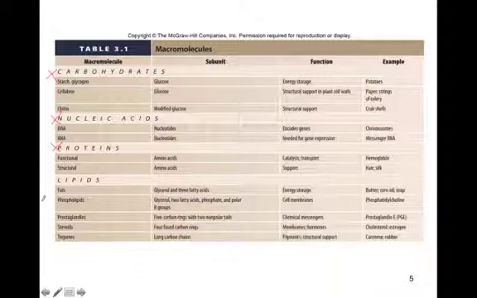And then the final class we'll look at is lipids. Lipids have a number of different functions. They include fats, which are great storage molecules, and phospholipids, which we'll see in membranes. We'll see also prostaglandins, steroids, and terpenes. So we have 4 different classes of macromolecules that make up the components of living things.